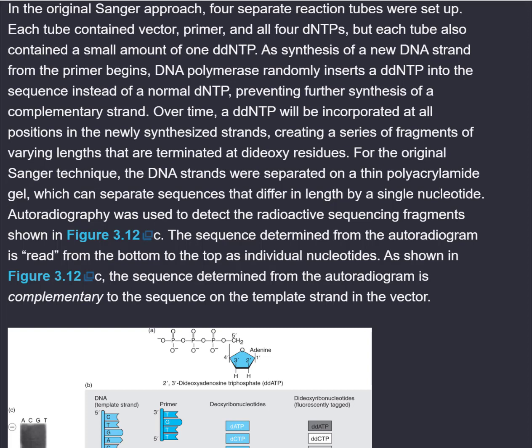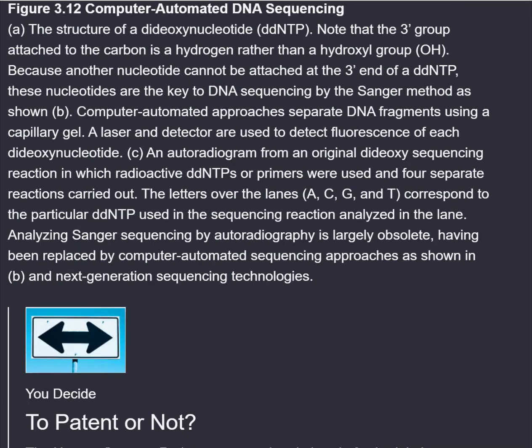For the original Sanger technique, the DNA strands were separated on a thin polyacrylamide gel, which can separate sequences that differ in length by a single nucleotide. Autoradiography was used to detect the radioactive sequencing fragments shown in figure 3.12c. The sequence determined from the autoradiogram is read from the bottom to the top as individual nucleotides. As shown in figure 3.12c, the sequence determined from the autoradiogram is complementary to the sequence on the template strand in the vector.